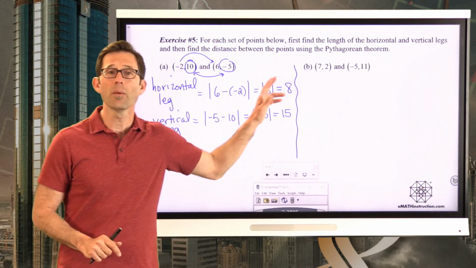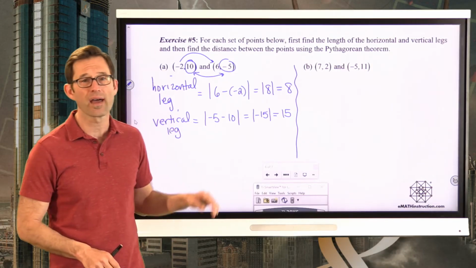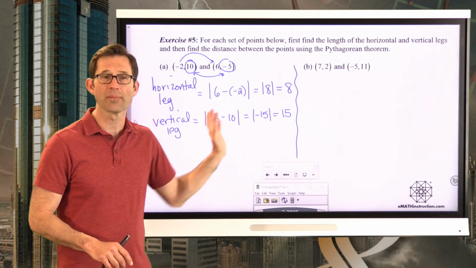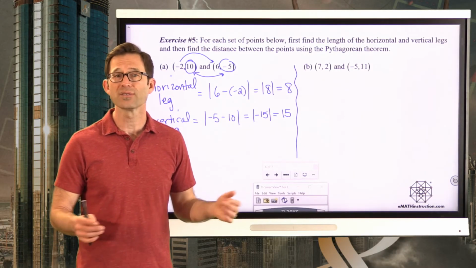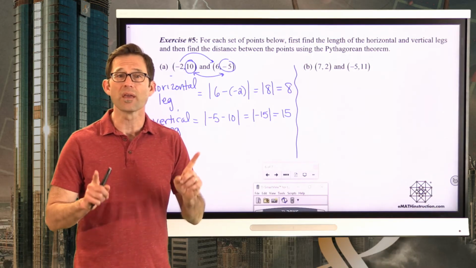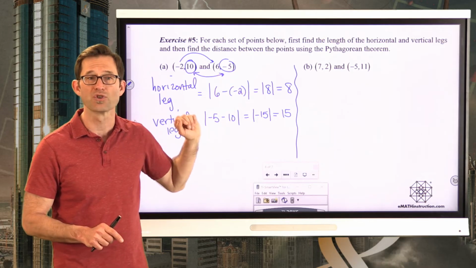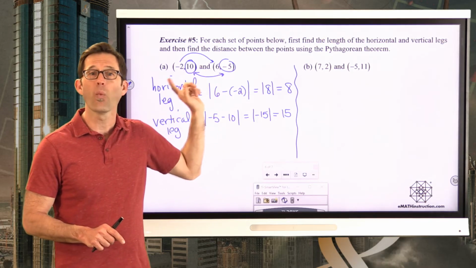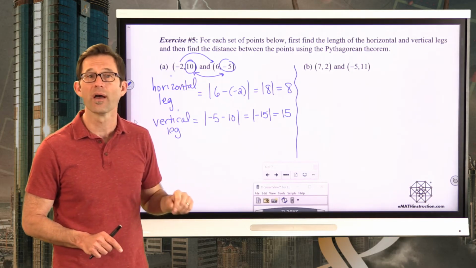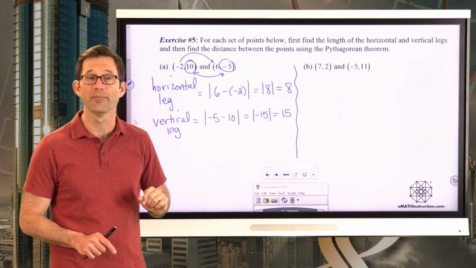Again, if you can come up with the 8 and the 15 without having to write down the subtraction and the absolute values and all of that, that's awesome. Ultimately speaking, all I'm looking for is how far the two x coordinates are away from each other and how far the two y coordinates are away from each other, and those happen to be 8 and 15.